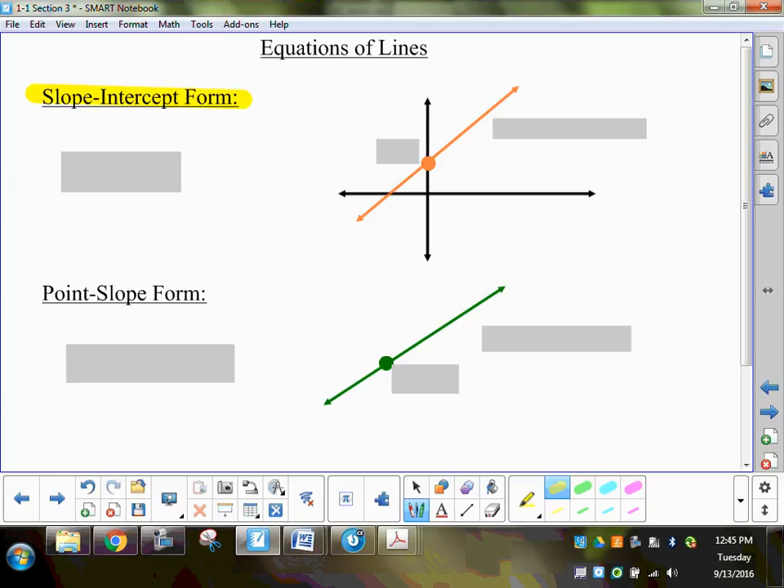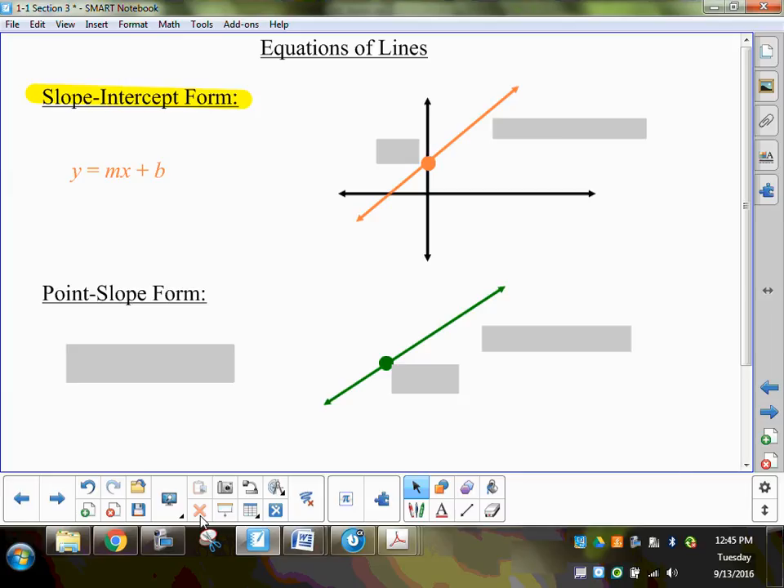Now, the equation, and this is what I love, you all have this. You yell out, what's the equation of a line? Y equals mx plus b. What's the formula for slope? Y equals mx plus b. We yell it out for everything, but most people don't know what it is.